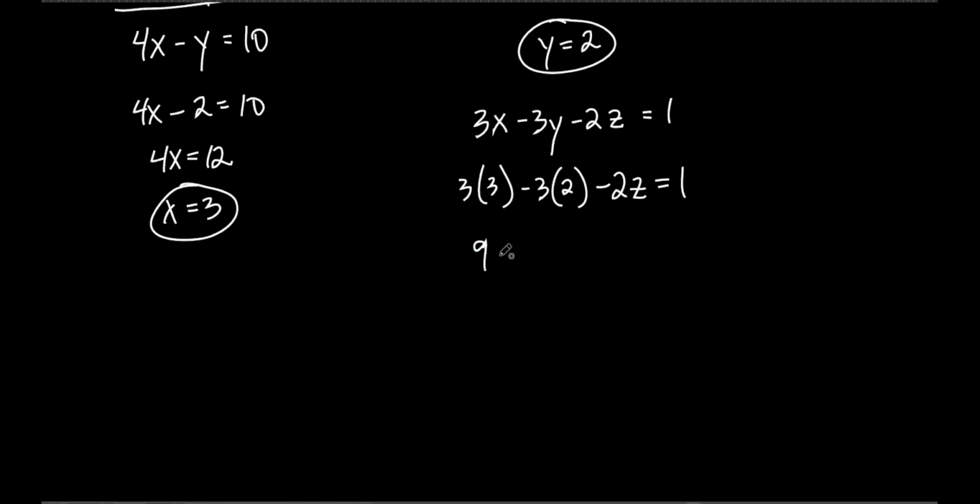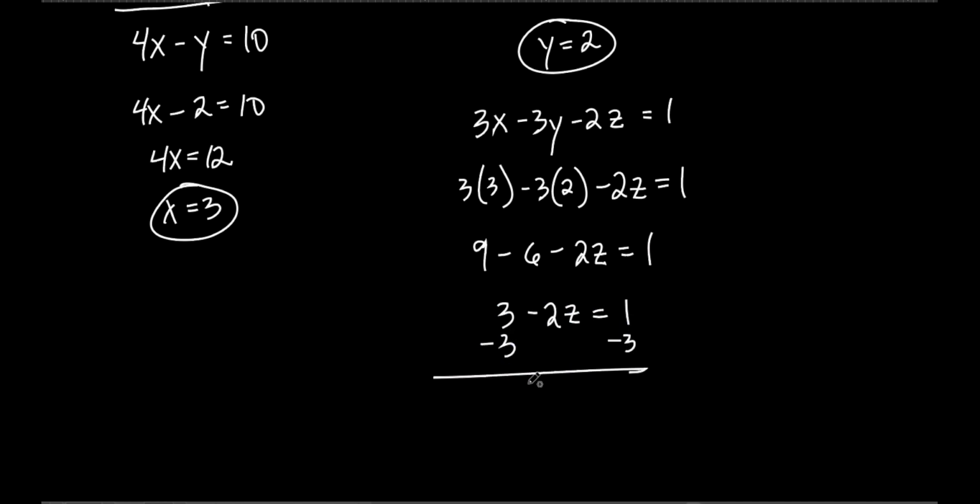This is 9 minus 6 minus 2z equals 1. 9 minus 6 is 3, minus 2z equals 1. Subtract a 3. All right, so it's negative 2z equals negative 2. Divide by negative 2. Z is negative 2. Forgot the negative right there. Yeah, z is 1. So there's my 3 answers. There's my x, there's my y, there's my z.